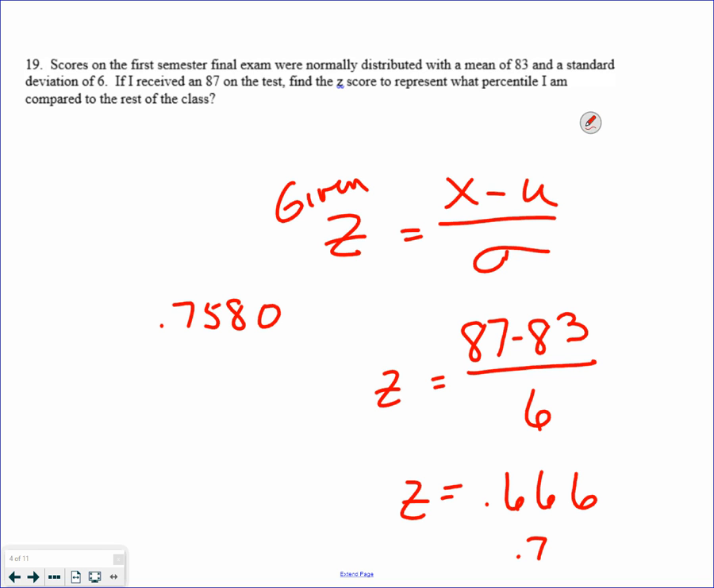Zero. And so you would say 75.8% fall below you, or you are in the 75.8 percentile. Now, if they ask for a question like above you, then you would have to subtract from 100%. So this is actually the value below you, not above.